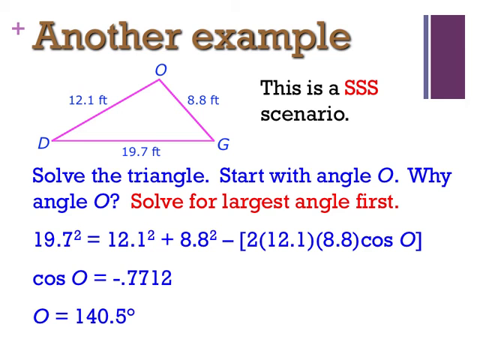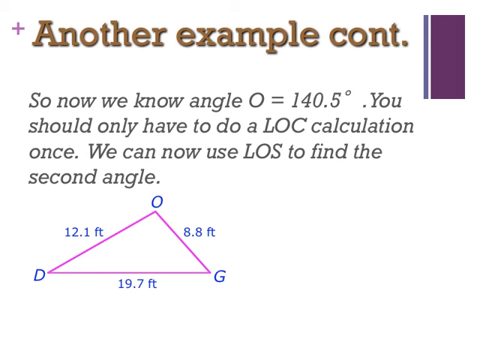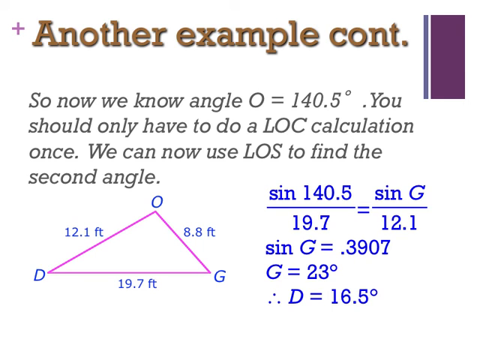Could you do law of cosines? Yes, but compare this mess to this mess, and I think you would agree that law of sines is much easier. Because once I have the 140.5, I have then the ratio of the angle and the side opposite, and set up the stuff that we did yesterday. Okay, sine of 140.5 over 19.7 equals sine of G over 12.1. Cross multiply, solve, get 23, and I got the 16.5 by doing 140.5 plus 23 from 180 to get 16.5, and done with the triangle.